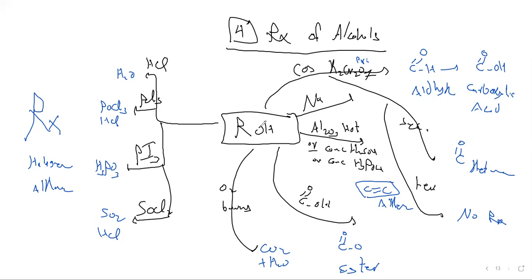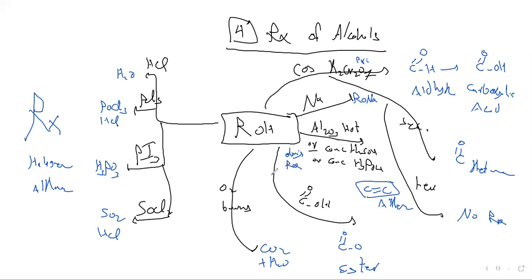And also alcohol can react with sodium to produce RONa, sodium alkoxide. And then it can be oxidized: primary will produce aldehydes and carboxylic acid, secondary ketone, tertiary no reaction. This also is called elimination reaction. This one is elimination.